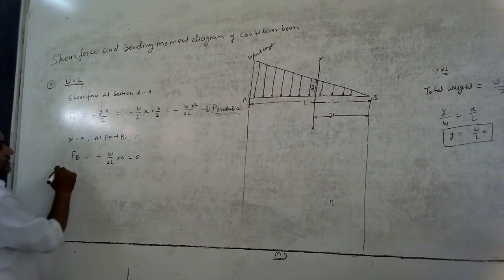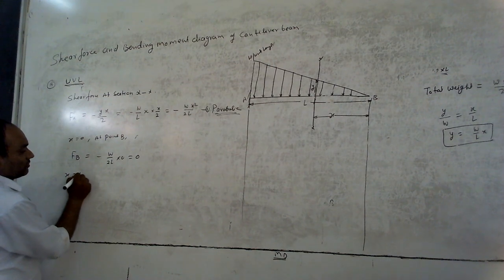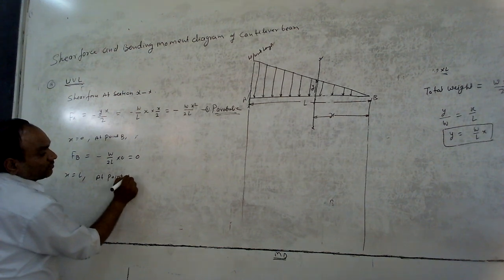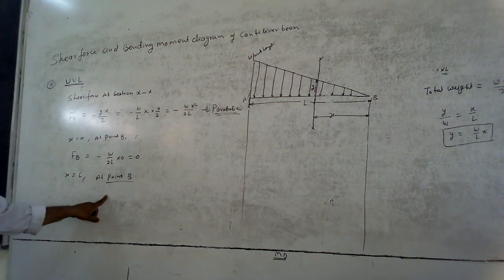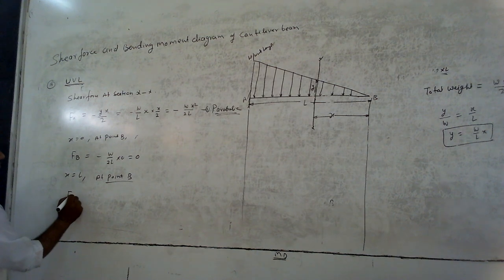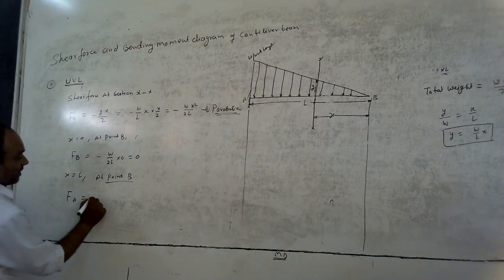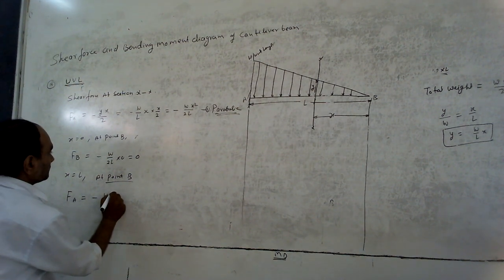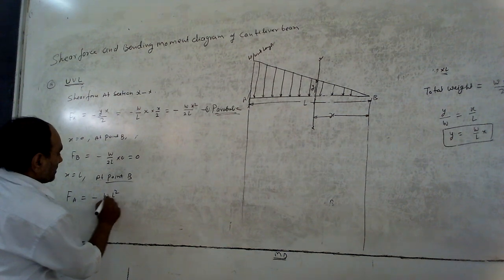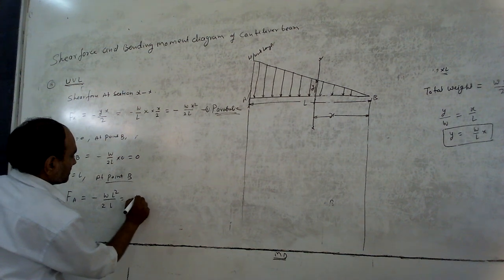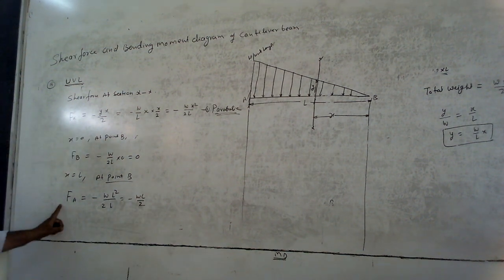In a similar manner, put the value of x equal to L at point A. At point A, x equal to L. So put this value in this equation number 1. So you have to find out the shear force at point A, minus KW L square upon 2L, that is minus KWL by 2.